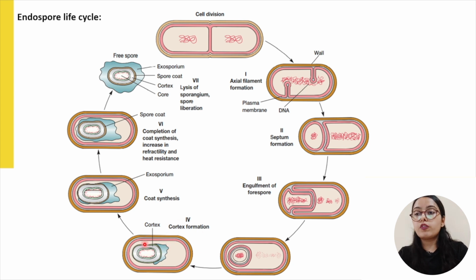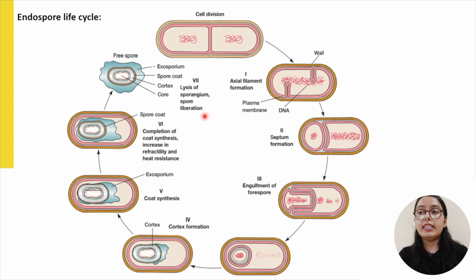After this cortex formation, the next step is the synthesis of the protein coat. Beneath this cortex is the protein coat. As this protein coat starts to form, the next step is the completion of the coat synthesis, and it is responsible for increasing the refractility and heat resistance. And the last step is the lysis of the sporangium and the liberation of the spores.